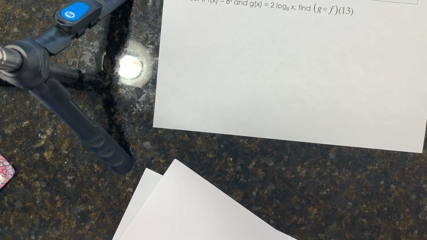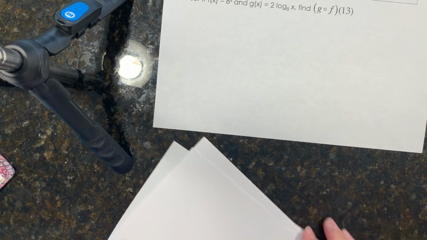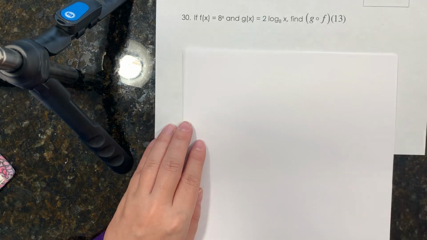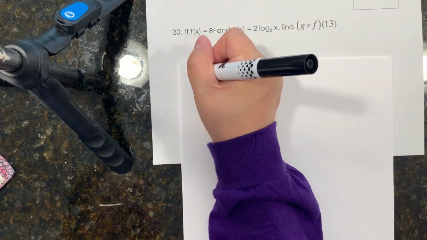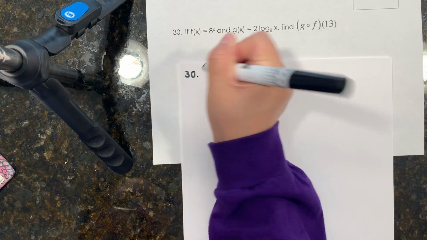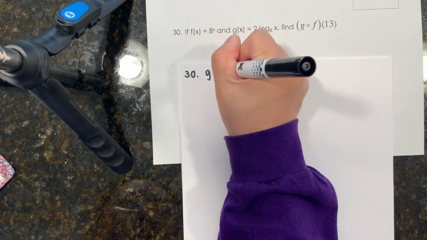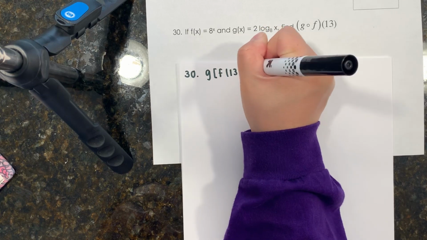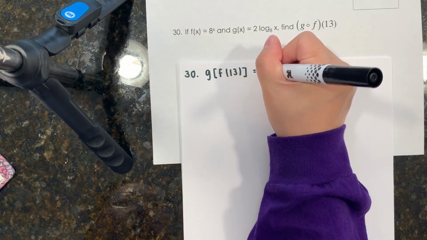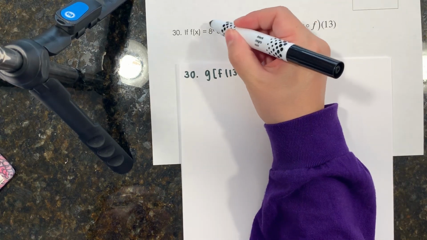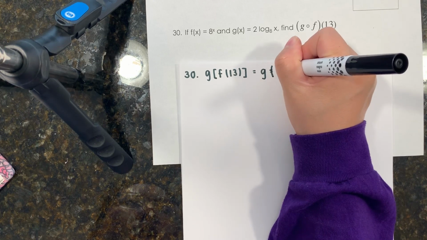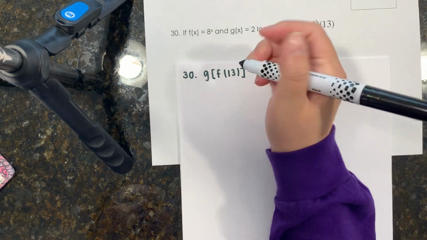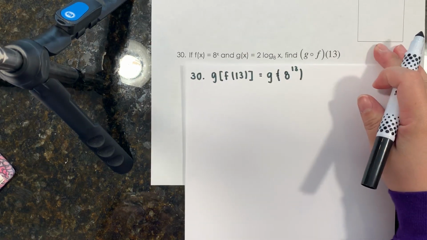Now moving on, we're going to look at number 30. This is the last problem. So for this one, I'm actually going to start with looking at this portion. For number 30, I'm going to do g composite f of 13, which means that I'm going to plug 13 into the f function. Well, the f function is right here, and that would be g of 8 to the 13. So I plugged in 13 to where I saw an x.